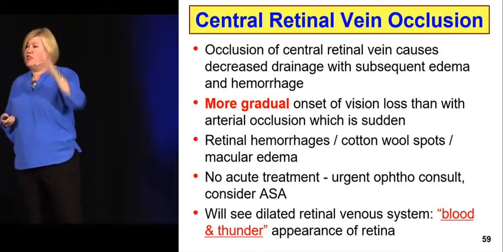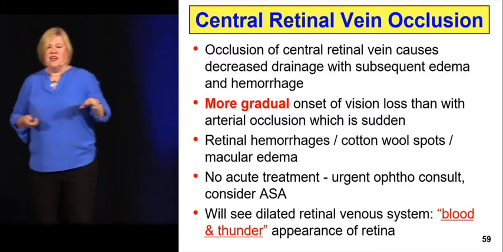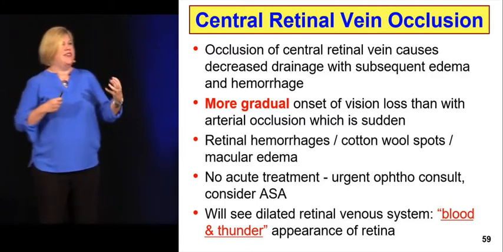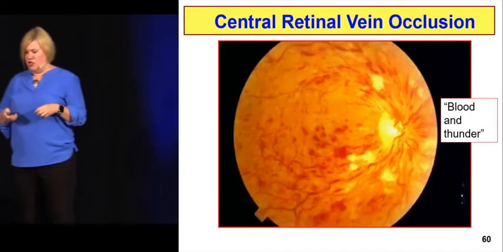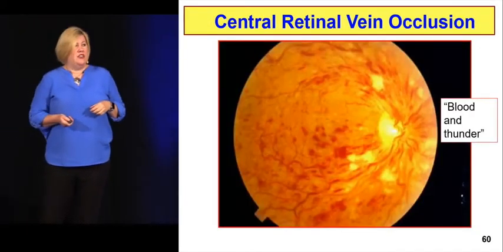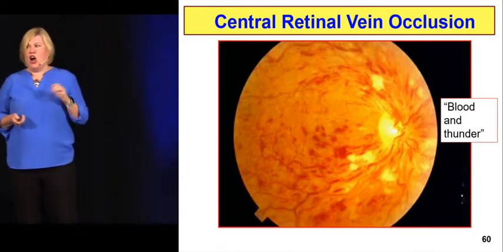So this is the blood and thunder. These little micro hemorrhages, it looks like there's a lot going on because that vein is occluded and you've got the backup happening, causing these little hemorrhages all over the place. Okay, so that's CRVO versus CRAO.